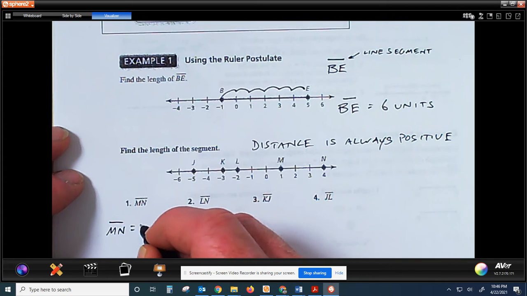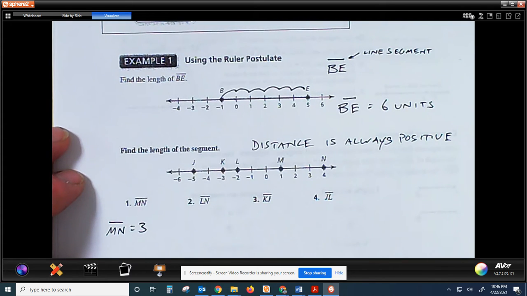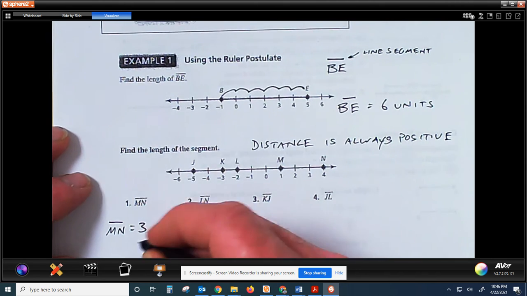MN is equal to 3 units. And it works whether I'm going from Milwaukee to New York or New York to Milwaukee. I'm never going negative in that case because I'm building distance either way I go. So you look for the absolute value and you count 1, 2, 3 units.